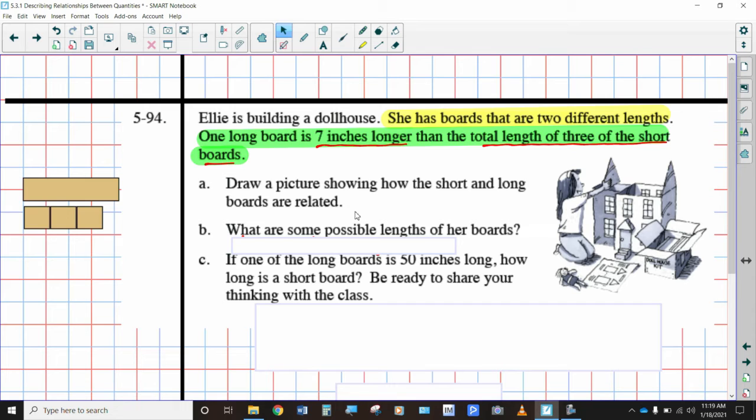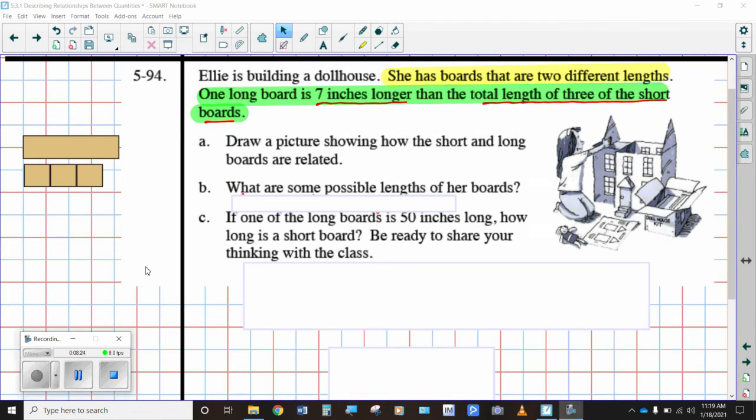And then the next part: if one of the long boards is 50 inches long, what would have to be the length of each of the short boards? See if you can figure that out. Go ahead and pause. And you know there are an infinite number of possible answers for B. Just make sure your answer is one of those infinite correct ones, and then solve and answer question C.